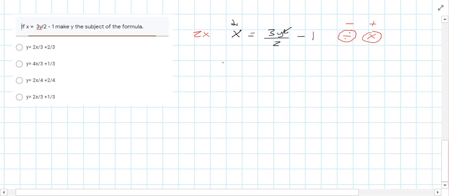So what will that look like? It'll be 2 multiplied by x, then 2 multiplied by 3y over 2, and then minus 2 times 1. Okay, so it's going to look something like that. So what we can do is multiply this out, and I'll just put the equal signs in here. 2 multiplied by x is going to leave us with 2x.